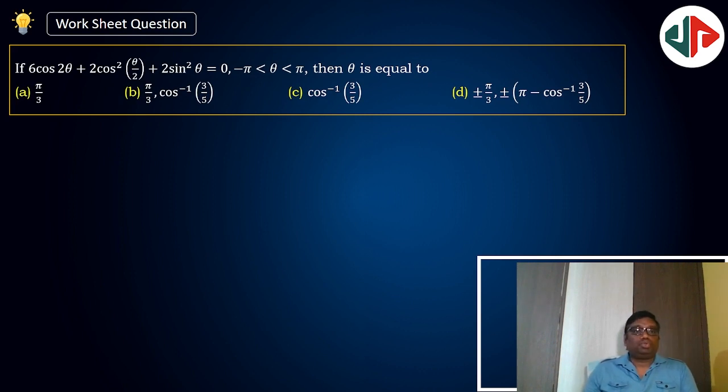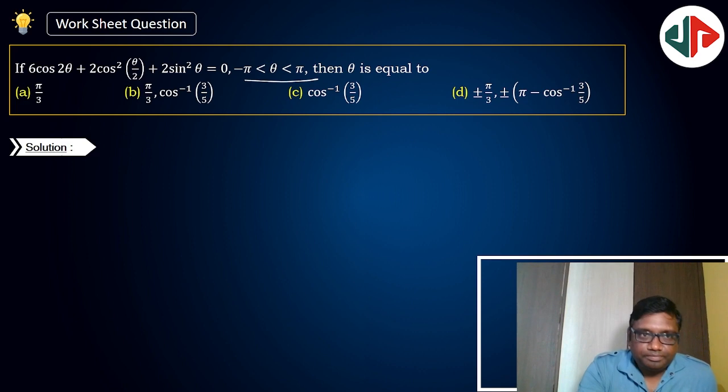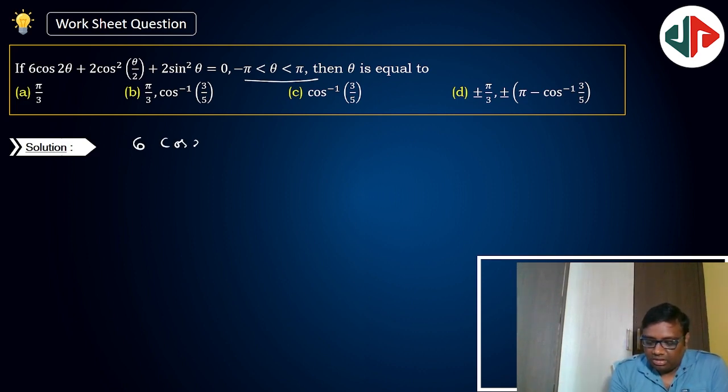6 times cos 2 theta plus 2 times cos square of theta by 2 plus 2 sin square theta is equal to 0, when theta lies between minus pi to plus pi. Very, very important: when you are solving a trigonometric equation, you have to always remember the range. Then what is the theta value? Let us see one time. 6 times cos 2 theta plus 2 times cos square of theta by 2 plus 2 times sin square theta is equal to 0.